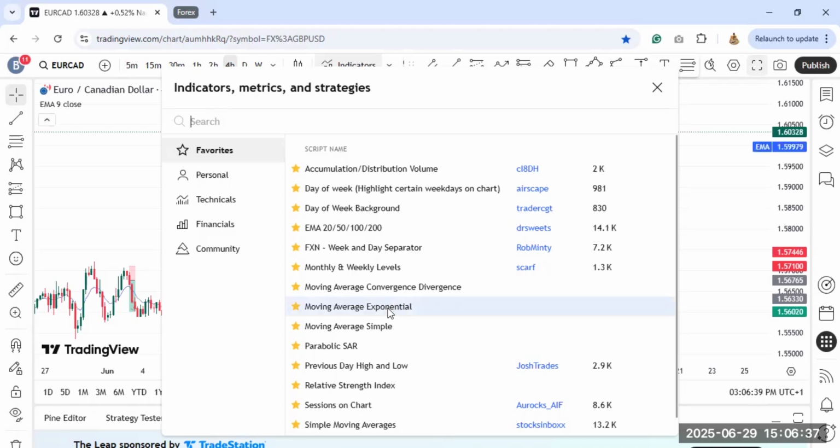Once you click once, it is added. You can see it has been added here, but we need 2 of them. So I will click again. We now have 2 of the moving averages. So that is what I just need.